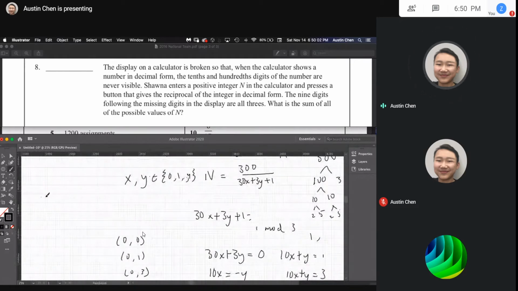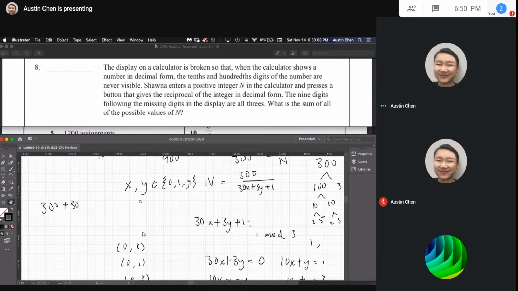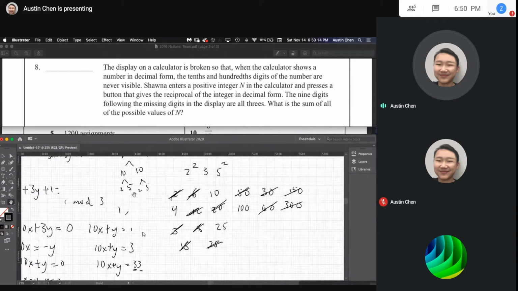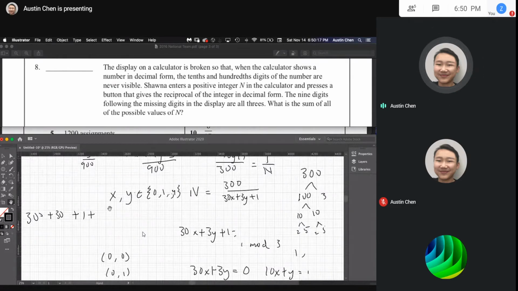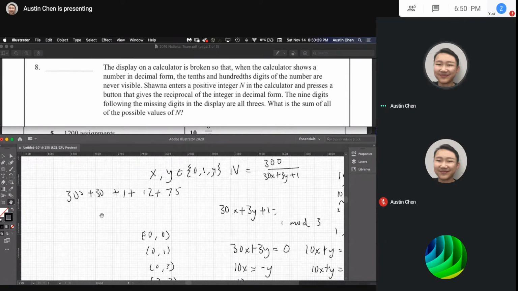We have 1, so that's going to be 300. We have 10, that's going to be 30. We had 300, that's going to be 1. We have 25 and 4, so 25 is just going to be 3 times 4, which is 12. And then 4 is just going to be 75. Yep, and then we just need to sum this, and we have a calculator actually, but it's not that hard. Okay, so then this is 418. That should be your answer.